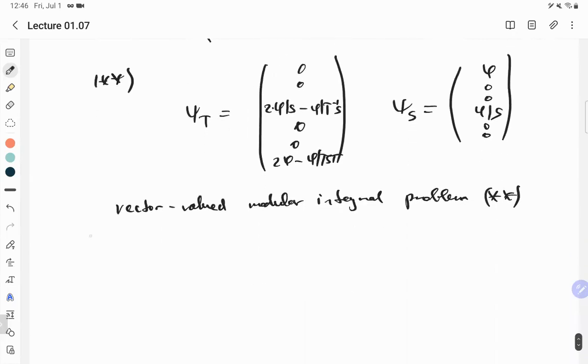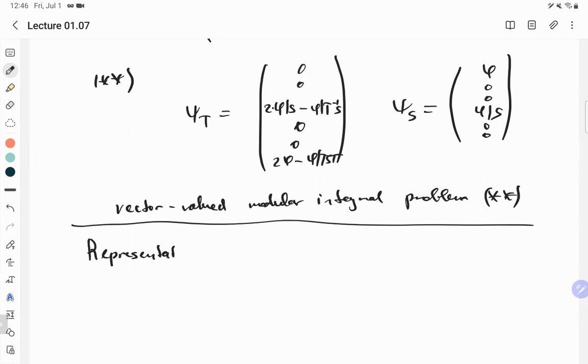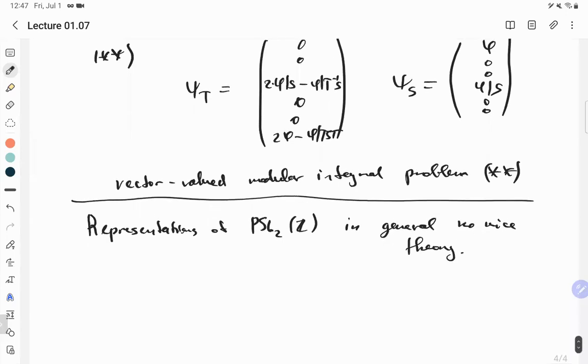The strange thing about this representation is that it just comes from the problem. In principle, one nasty thing about representations of PSL2Z is that they are kind of a meaningless object to study, because it's just a pair of 2 matrices, one of order 2 and one of order 3, with no other conditions. So they're very wild. In general, they have no nice theory. But this particular representation is actually nice.